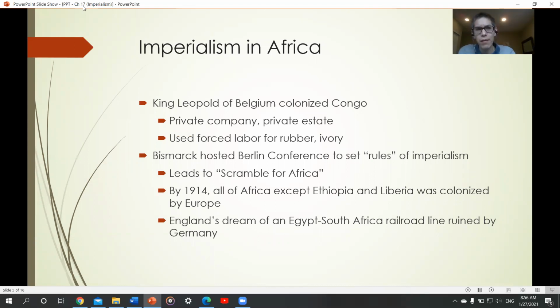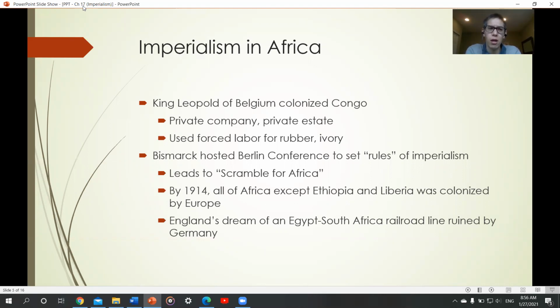Looking at some examples of imperialism in both Africa and then in Asia. The best example of imperialism in Africa is in the Congo, which was colonized by Belgium in the late 1800s. Belgium was the first European country to have a significant colony in the heart of Africa.